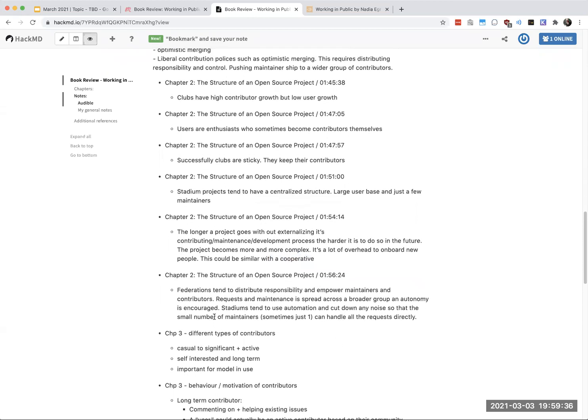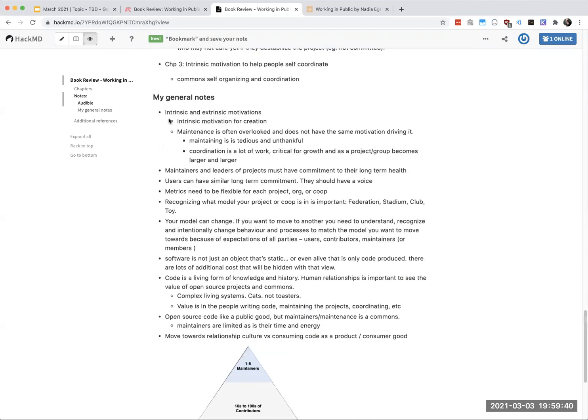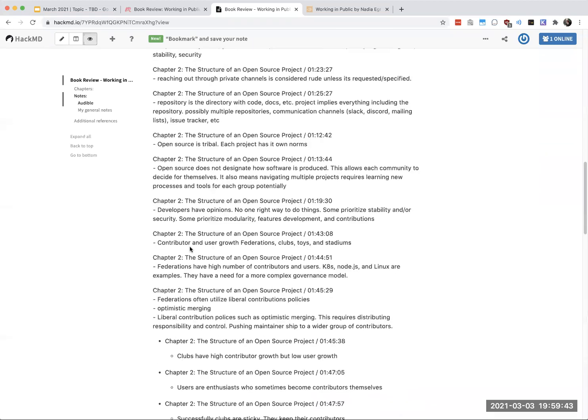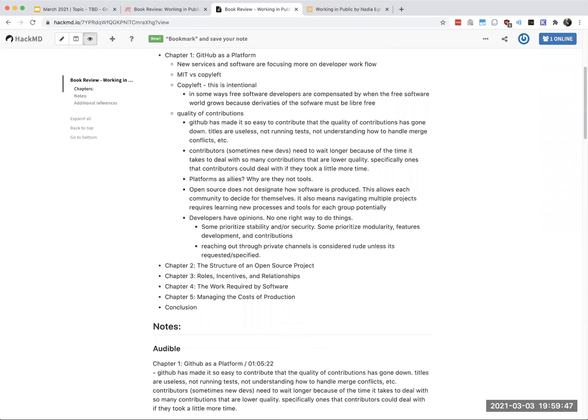And that's it. So that's chapter 2. I don't think I could pull my notes out here. This is my overall book notes, but that's my chapter 2 without going into my highlights in the Kindle.